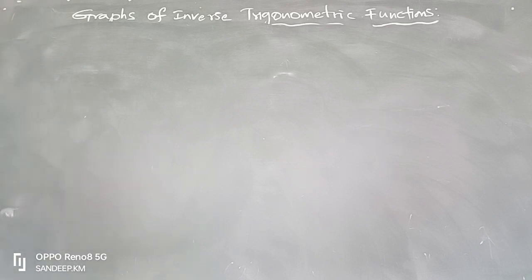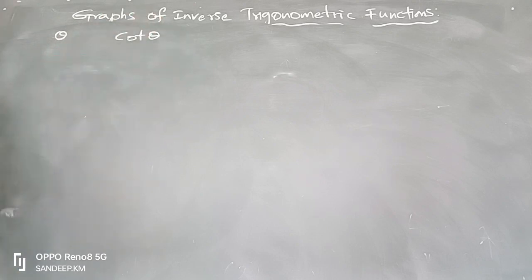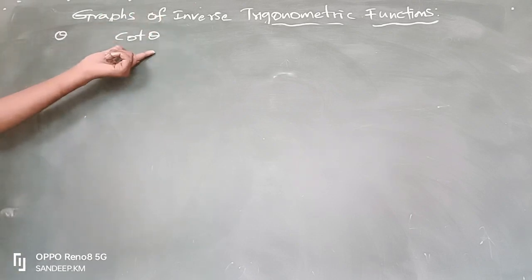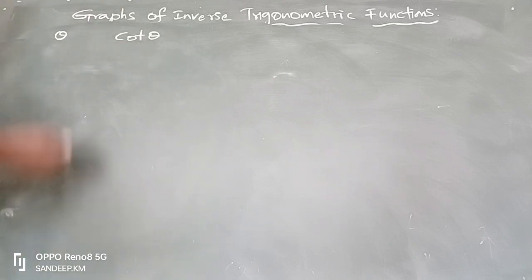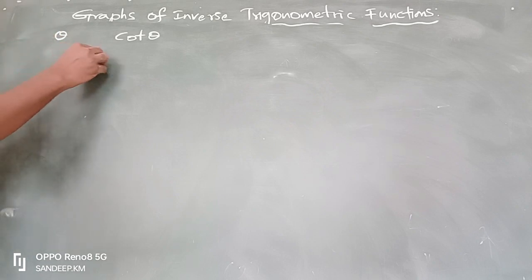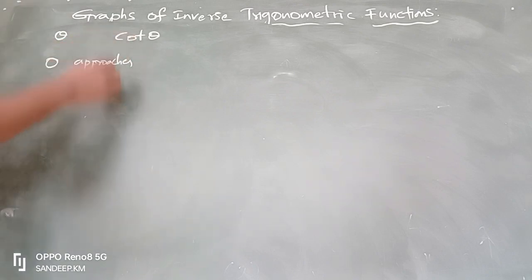First of all, let me take the inputs for theta and cot theta. So theta, cot theta. The restricted domain of cot theta is between 0 and pi. When theta approaches 0 from the right side, that means 0 plus, 0.00000000 something, then cot theta approaches plus infinity.